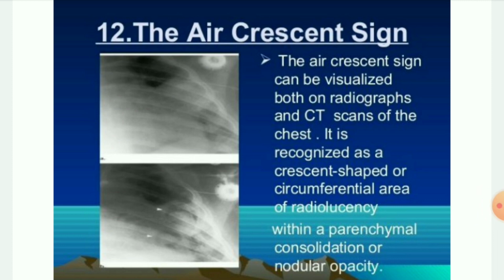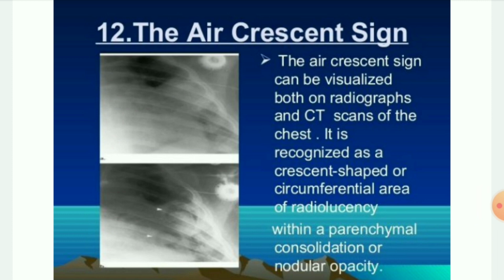The air crescent sign can be visualized both on radiographs and CT scans of the chest. It is recognized as a crescent-shaped or circumferential area of radiolucency within a parenchymal consolidation or nodular opacity. The air crescent sign is characteristic of invasive pulmonary aspergillosis.